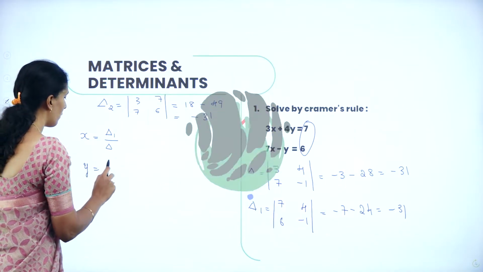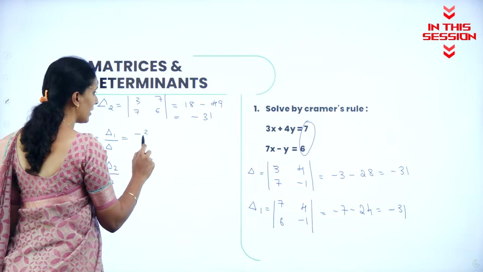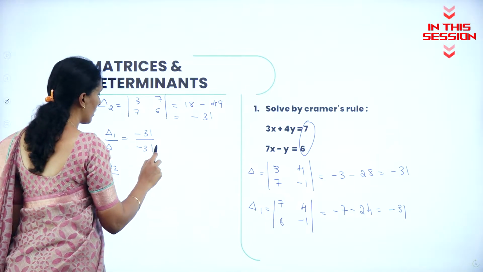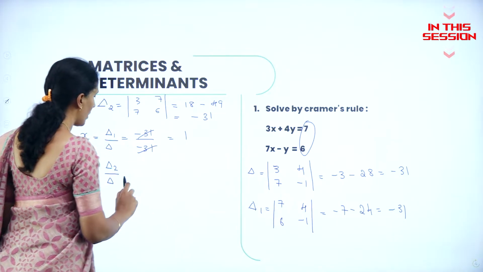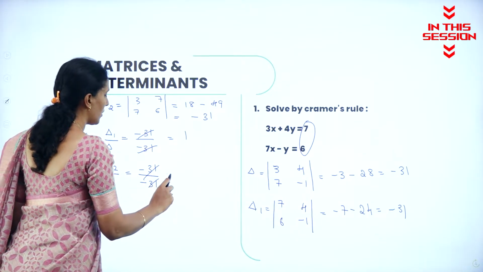To find the value of y, you should take delta 2 by delta. So delta 1 is minus 31 by minus 31. Cancelling, you will get the value as 1. And here also it is minus 31 by minus 31, so the value is equal to 1.